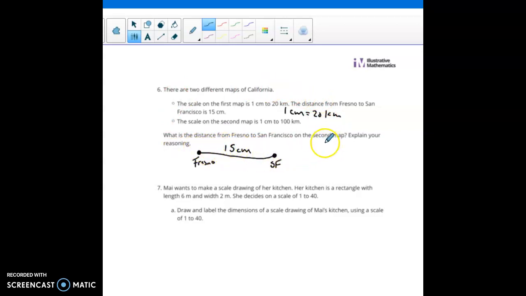I'm going to take 15 centimeters and multiply that by, because every one is to 20, so 15 of them would just be times 20 kilometers. And that equals 300 kilometers. Okay, step 1. What is the distance now from Fresno to San Francisco on the second map, if the second map has a scale of 1 to 100?